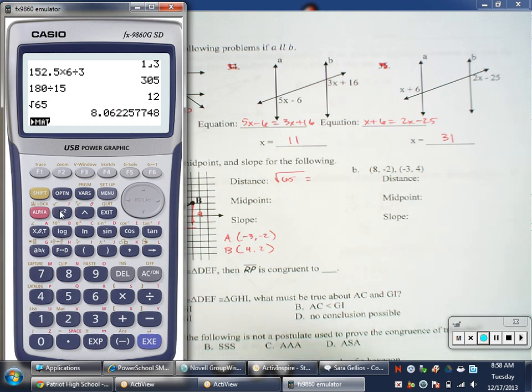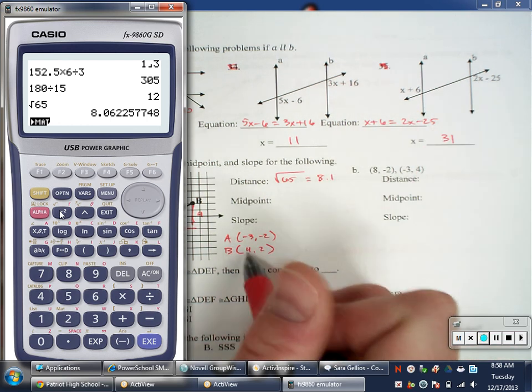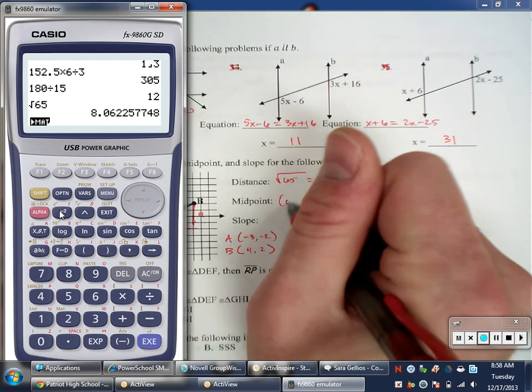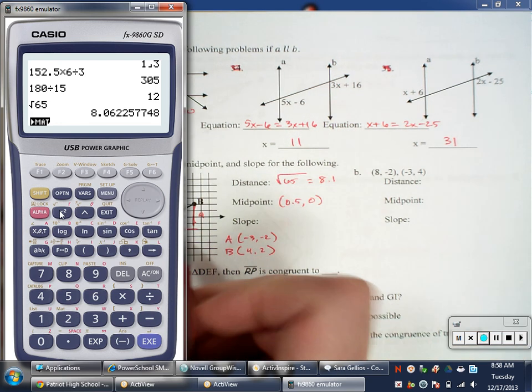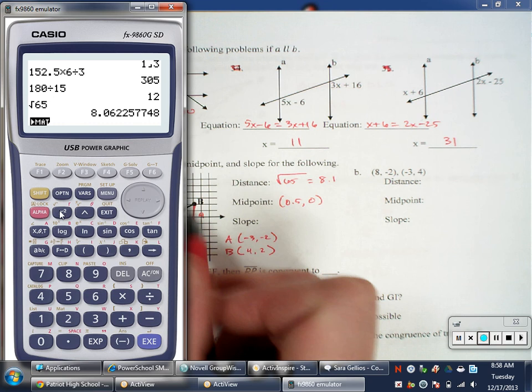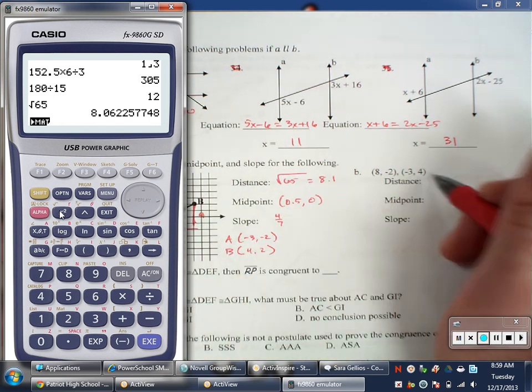is about 8.1. The midpoint is just the average. The average of those is 0.5. The average of those is 0. The slope here, because I did Pythagorean theorem, I can already see it. It's up 4 over 7. So that's it.